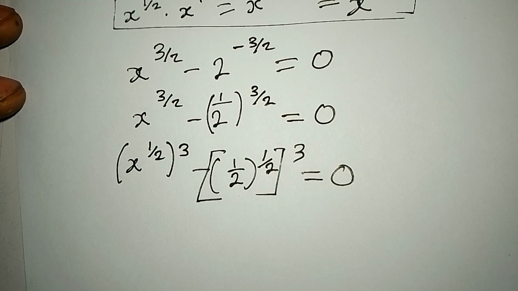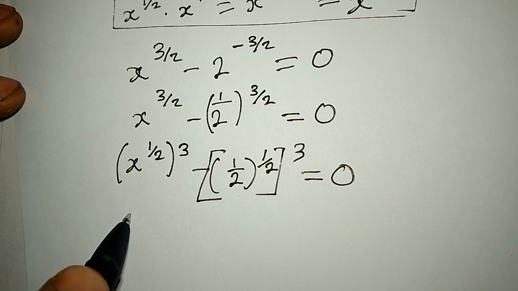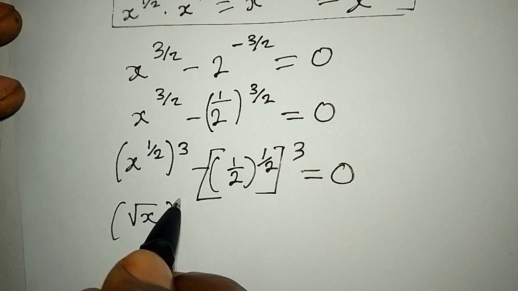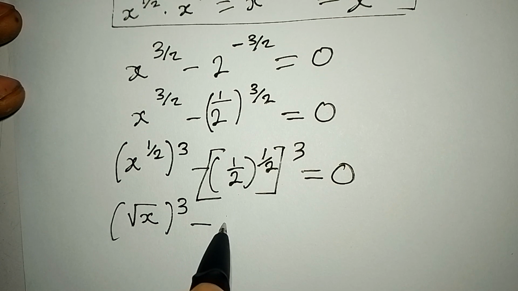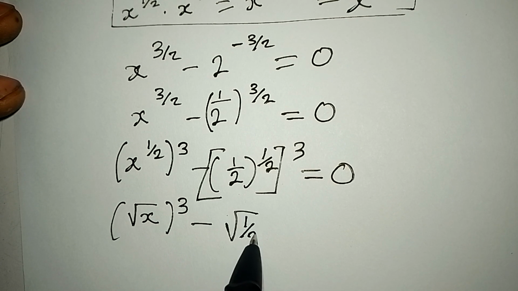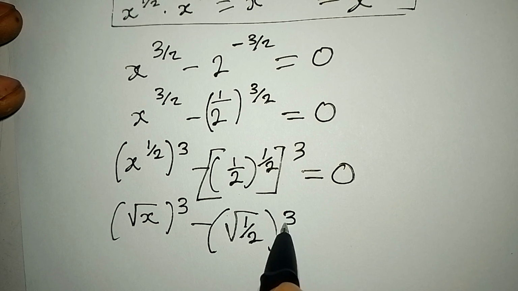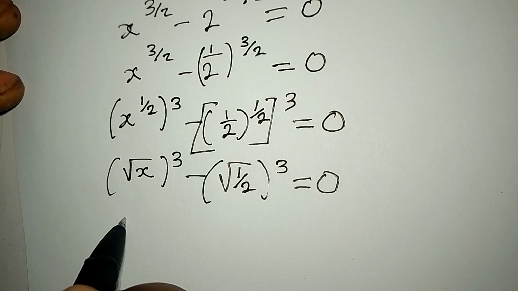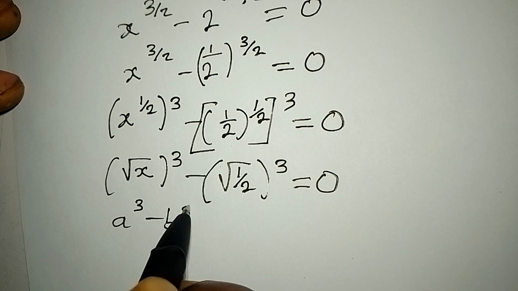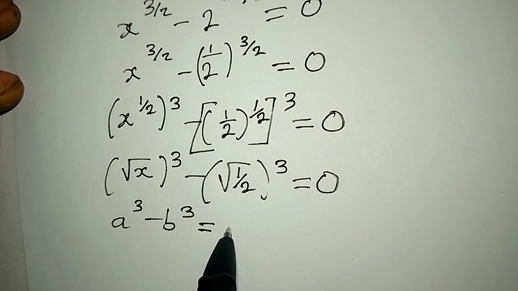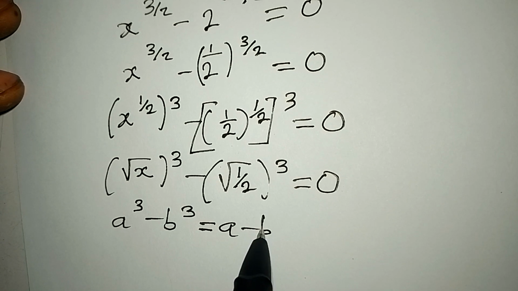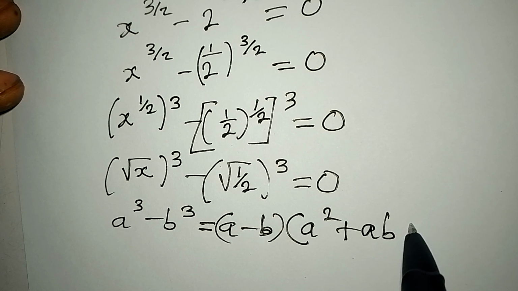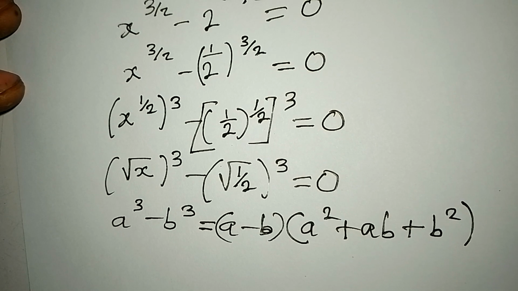And what are we saying? Any number raised to the power of 1 over 2 is the square root of that number. So this is square root of x to the power of 3 minus, here we have square root of 1 over 2, and this is to the power of 3, and this is equal to 0. Now remember this standard. a to the power of 3 minus b to the power of 3. If you factorize this, you're going to have a minus b into a squared plus ab plus b squared. This is what we have.